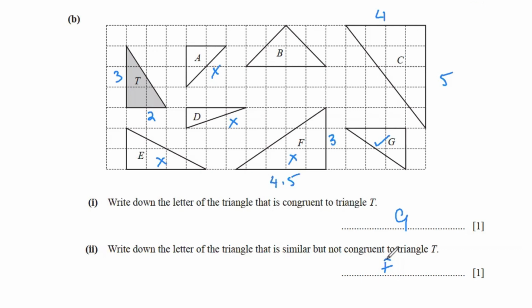Once again, in similar shapes, there's a scale factor that is increasing or decreasing corresponding lengths on the shapes. So 3 is corresponding to 4.5 and 2 is corresponding to 3. So to find the scale factor, we divide the corresponding lengths. And in this case, that gives us 1.5. And if we do the same for the base, 3 divided by 2 is also 1.5. Since both of them give the same scale factor, that means F is similar to T.